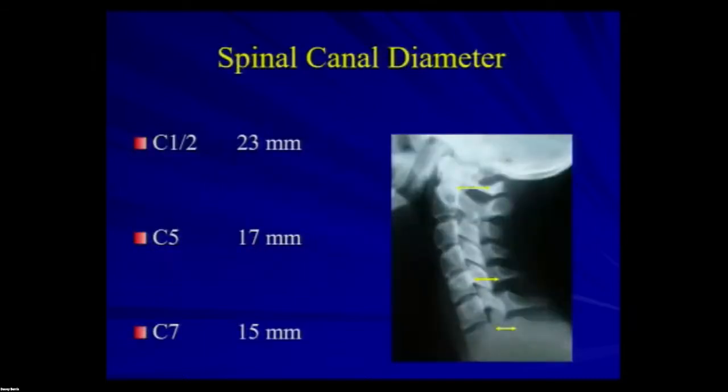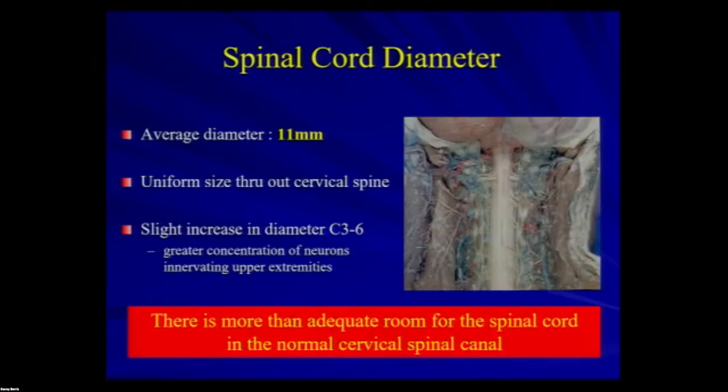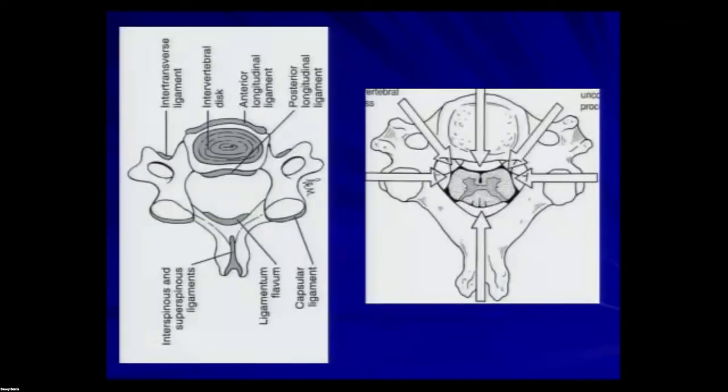If you look at the spinal column, there should be plenty of room for the spinal cord in this healthy cervical spine. The upper cervical spine is quite capacious. Typically, we don't see relevant cord compression there. It's in the lower cervical spine where it tends to be more clinically relevant. But if you compare the diameter of the spinal cord, which is quite uniform from top to bottom at about 10 or 11 millimeters, there really should be plenty of room for the spinal cord within a normal spinal canal.